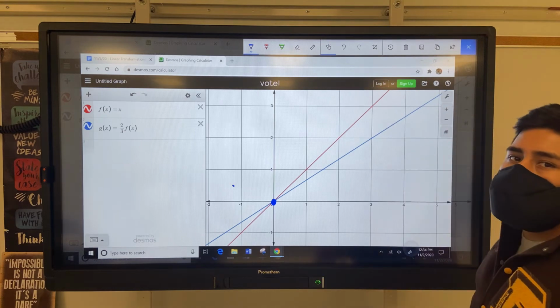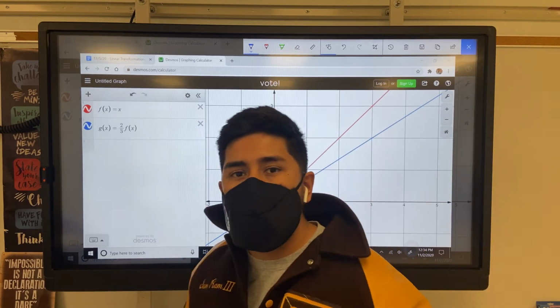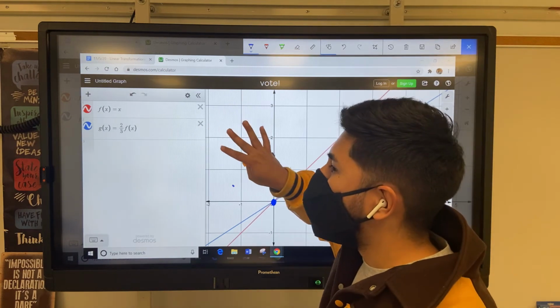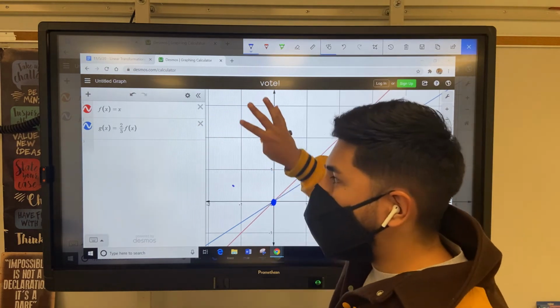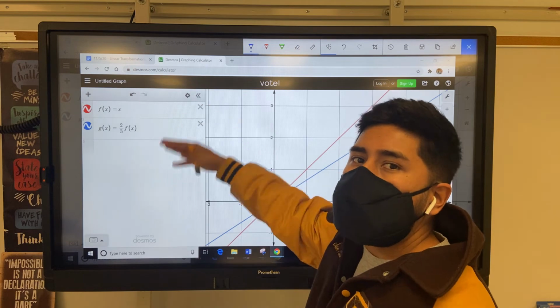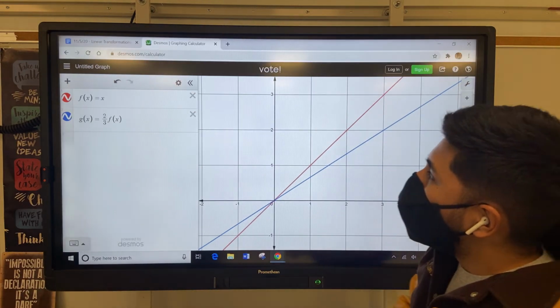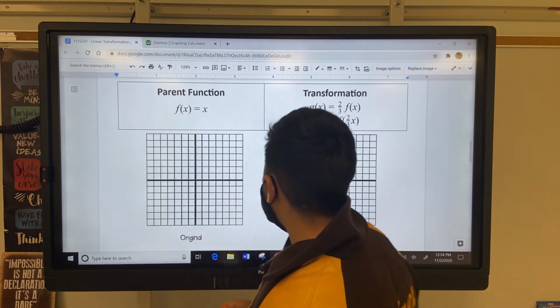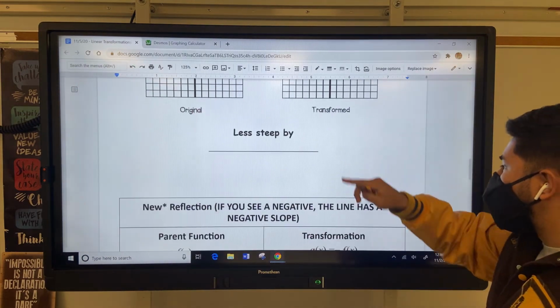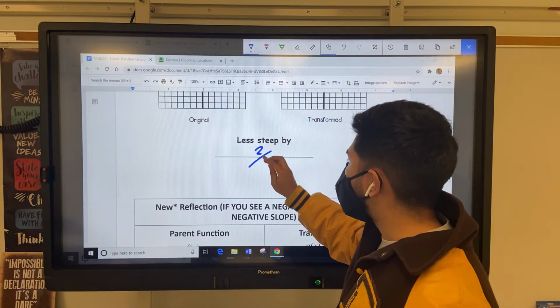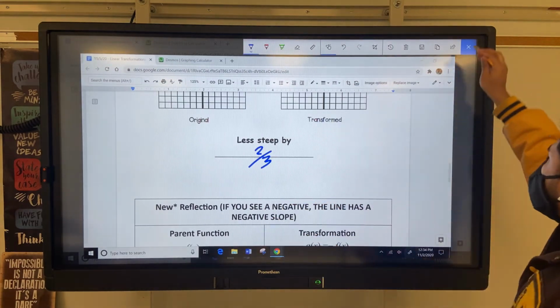Again, if you need more explanation, please come to tutorials. I have no problem. You can screen your phone. You can put your computer on my stuff, and I could work with you on whatever you're working on. Okay. And keyword less steep by 2/3. All right, almost done.